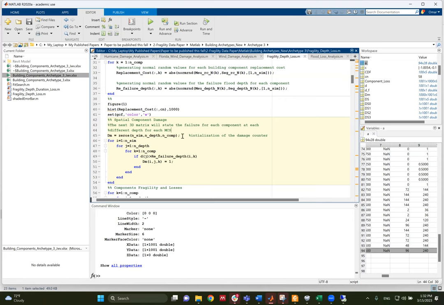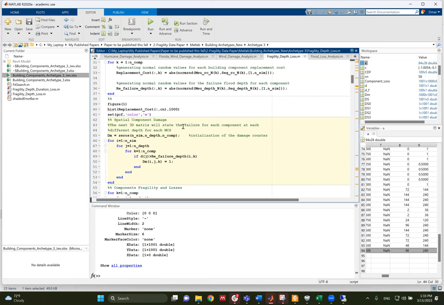And I have 1,000 depths I'm testing, because I have from 0 to 10, and I'm testing each 0.01. So I have 1,000 flood depth values, and I have 1,000 simulations. Can you imagine? I need to go through all of this. I want to know, for component number one, for flood depth number one, for simulation number one, did it fail or not? And then for component number one, for flood depth number one, for simulation number two, did it fail or not? And keep repeating this 1,000 times.